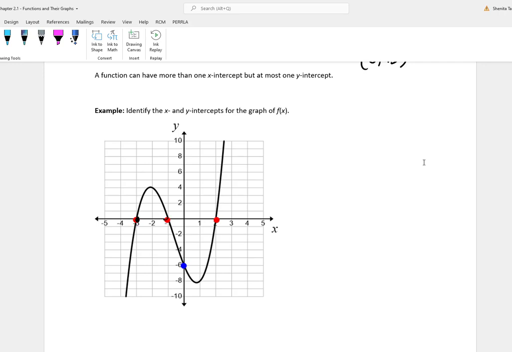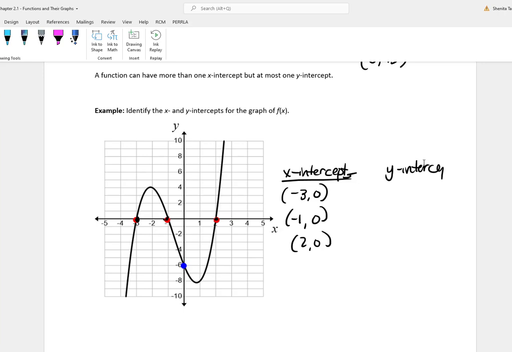So let's look at the x-intercepts. This is my x-axis, and I have the red dots. That's where your graph crosses the x-axis. So we have (-3, 0), (-1, 0), and (2, 0). For the y-intercept, I got this blue dot here. This would be (0, -6).